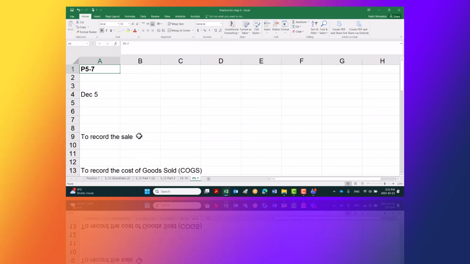Then the following transactions were completed during December 2023. December 5, sold merchandise items for $67,000. An amount of $19,000 was received in cash, and the rest is on account, with terms 2/10, n/60. And the total cost of the sales was $35,000.